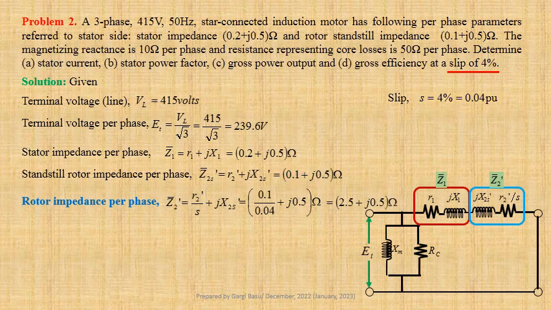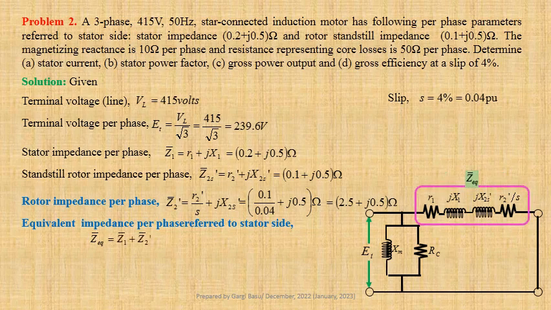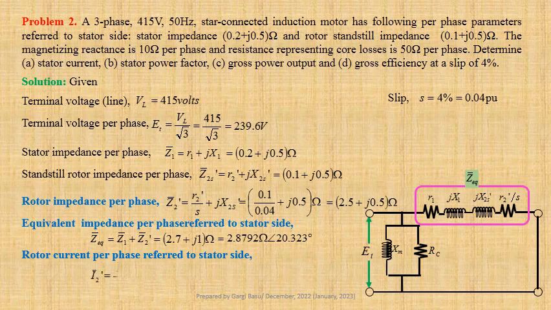Let us now determine equivalent impedance per phase referred to stator side. Zeq equals Z1 plus Z2'. Using values we get 2.7 plus j times 1 ohm. This may be written in polar form as 2.8792 ohm at an angle 20.323 degree. Expression for rotor current per phase referred to stator side: I2' equals Et divided by Zeq.